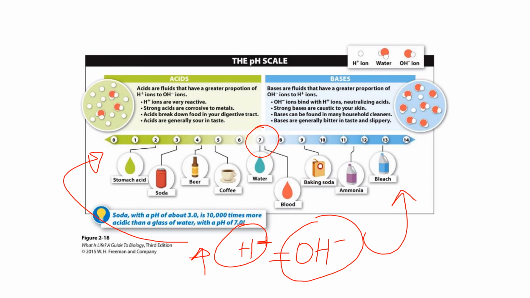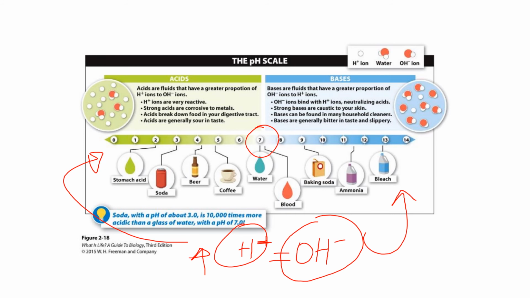If you look at some examples of basic solutions, the cleaning products. So most of the cleaning products you have at home are actually basic. So baking soda, ammonia, bleach. You can see that bleach is way more basic compared to baking soda because it has a pH of 13.